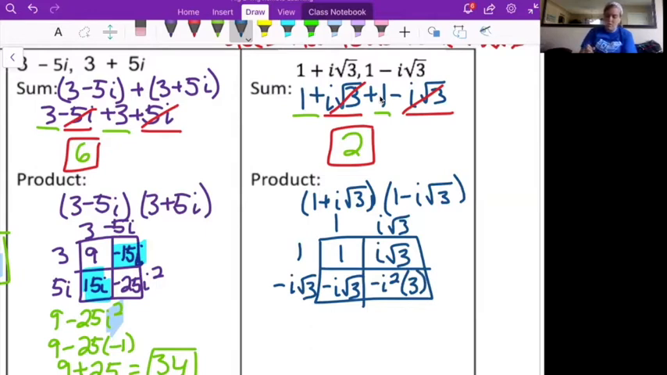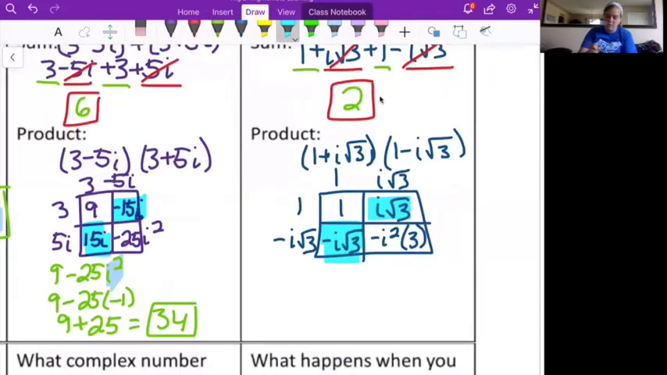And so again, negative i root 3 times plus i root 3 are going to cancel. So we just have 1 minus i squared times 3. Again, remembering that i squared is -1. So this would then be 1 minus -1 times 3. So 1 plus 3, which would be 4.